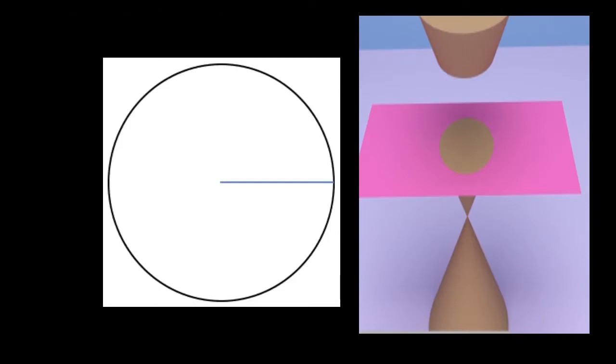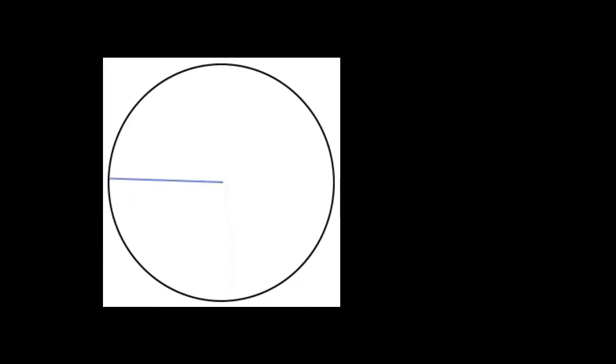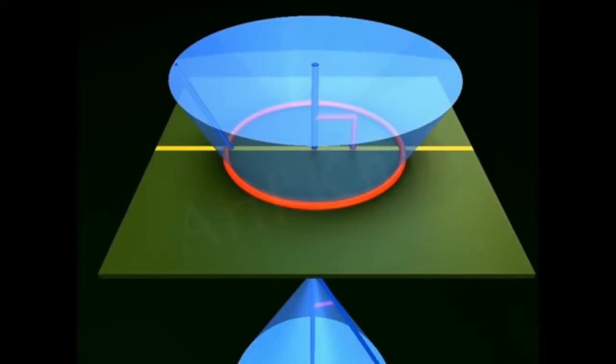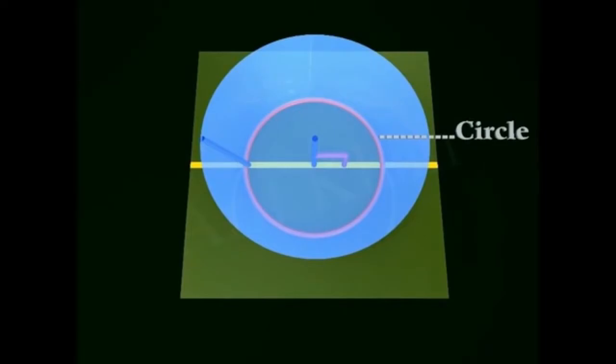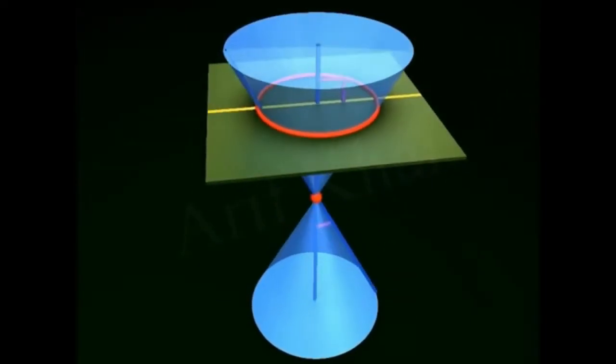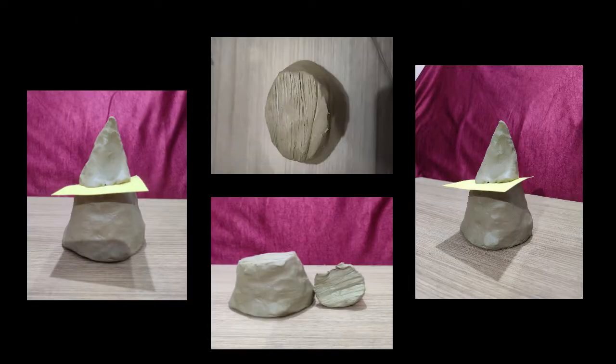A circle is the set of all points in the plane that are equidistant from a fixed point in the plane. The fixed point is called the center of the circle, and the distance from the center to a point on the circle is called the radius of the circle.